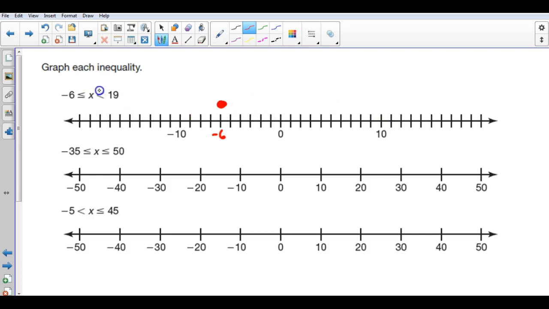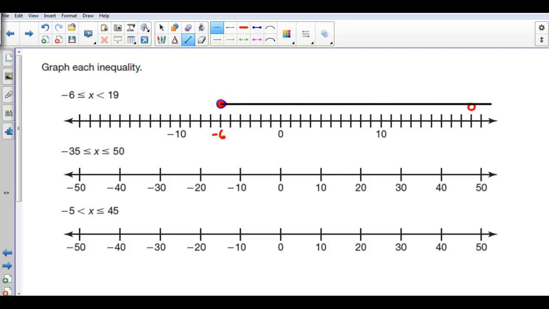And since that one's just a less than, it's not less than or equal to, I'm going to have to put an open dot. 11, 12, 13, 14, 15, 16, 17, 18, 19 is here. And what I'm going to do is connect my 2 dots in the middle then. Just drawing an arrow. So again, it's closed on one end and it's open on the other end.